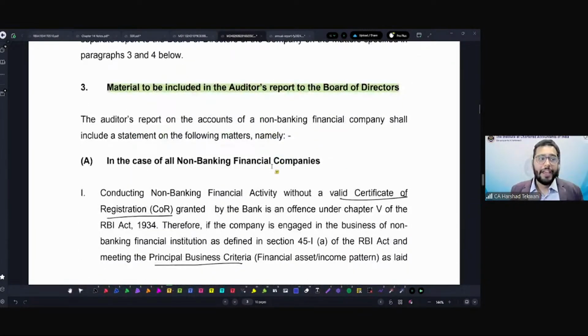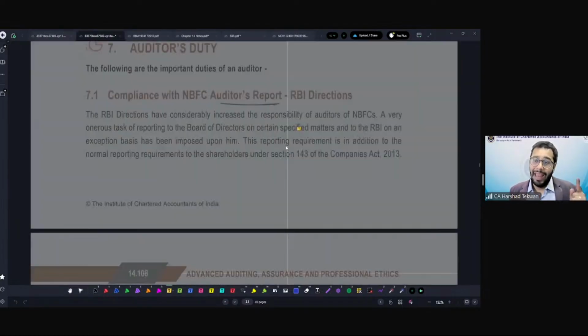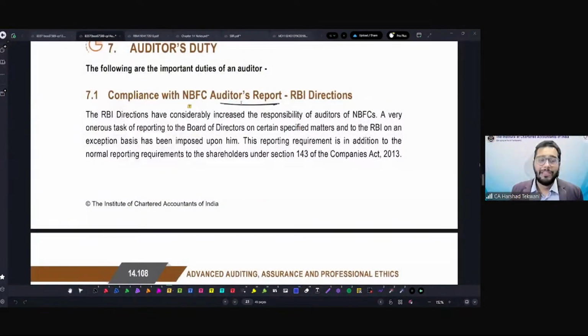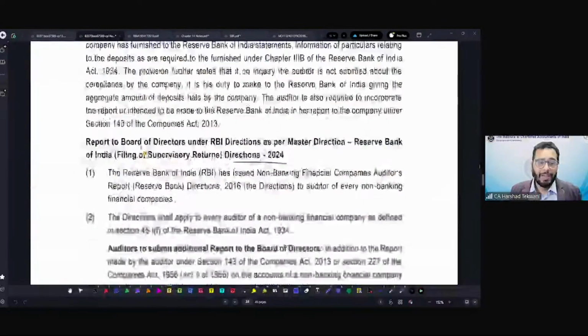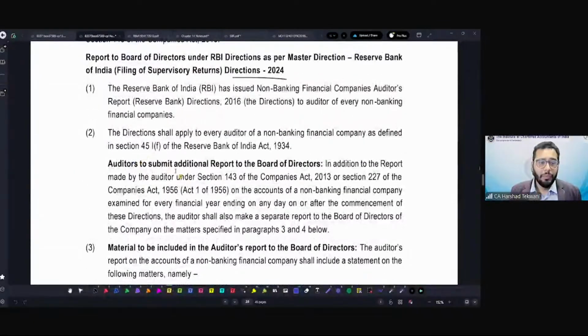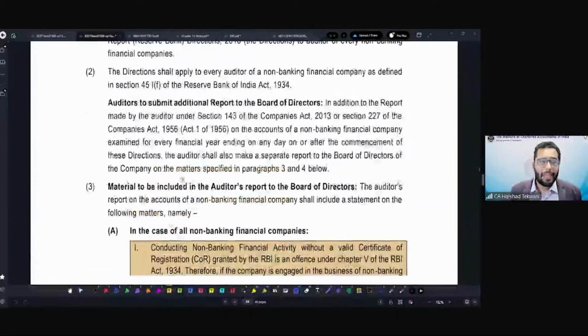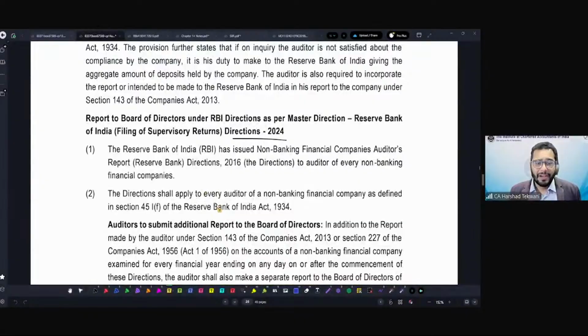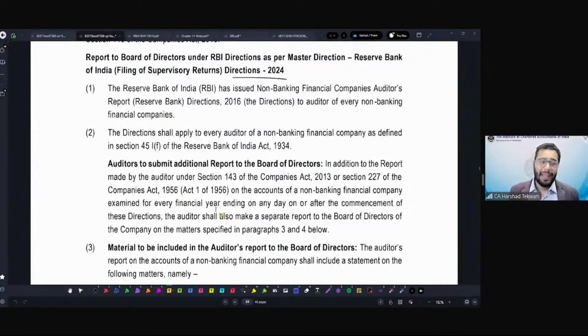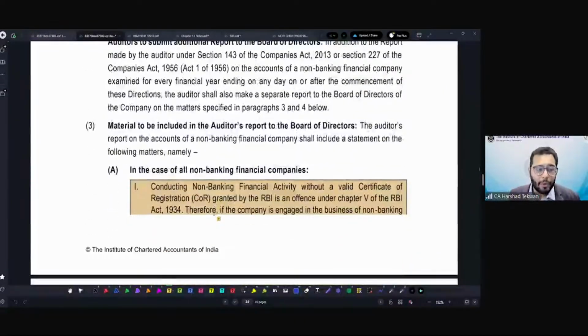Instead of reading from this particular provision or the directions, we'll go to the study material, because in the study material it is already given. We'll go to the study material, and now we will refer to this compliance report. This is point number 7. Basically, it is the same report that we are discussing. This is a compliance report that we are talking about now. Again, there are master directions on the supervisory returns that we will discuss. But again, this is the compliance report that is there.